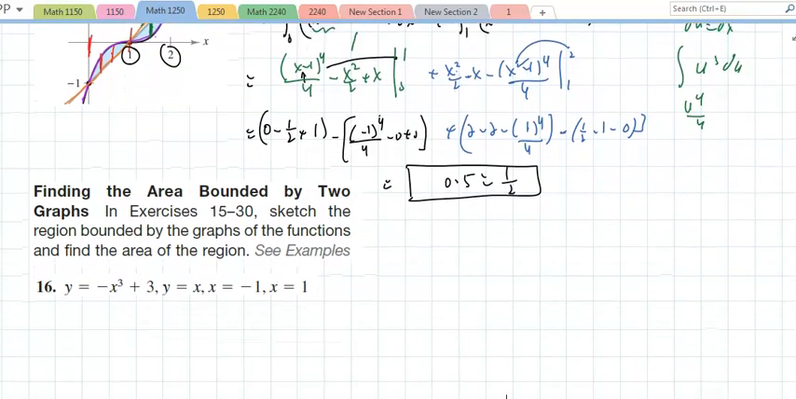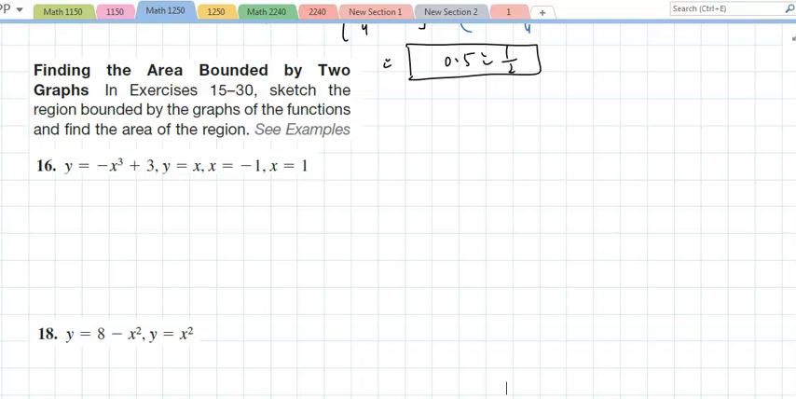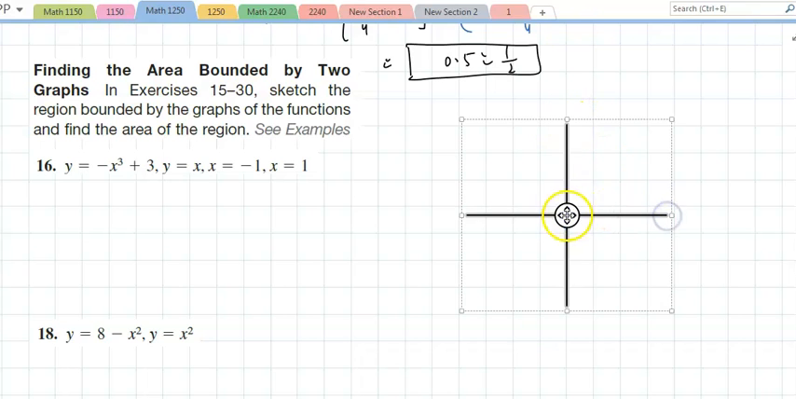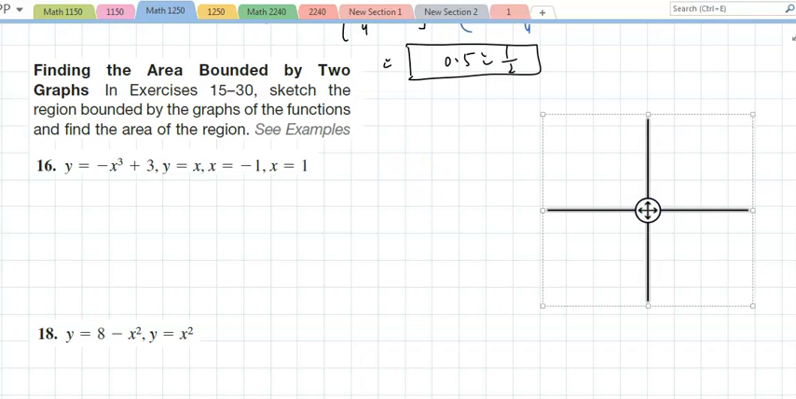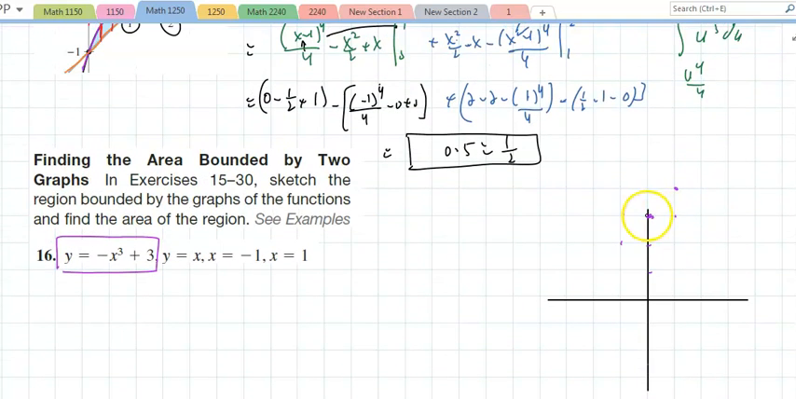And there it is. On the next section, they want us to sketch a graph. Well, do we know how to graph? Of course we do. The graph of y equal x cubed minus 3. A cubic shifted up 3 units. 1, 1. Negative 1, negative 1. The graph looks like this. And this. Okay. And they want us to do y equal x.